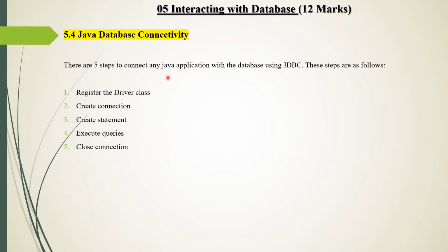There are 5 steps to connect any Java application with the database using JDBC. So these steps are as follows. When you want to connect a Java application with any database, these 5 steps are very important, and we will see them one by one. The steps are: first, register the driver class; second, create connection; third, create statement; fourth, execute query; and last, close connection. So these 5 steps are very important when you want to connect any database with the Java application.